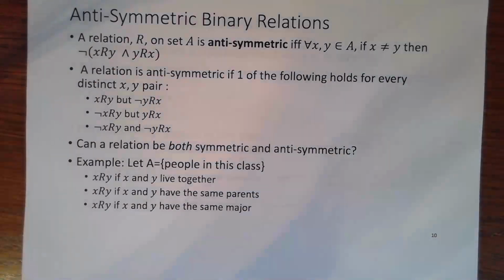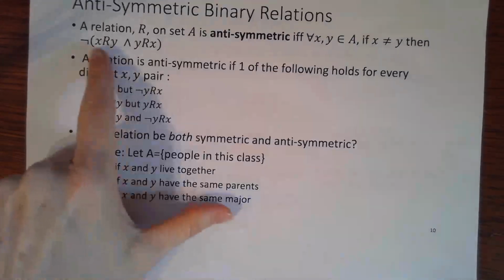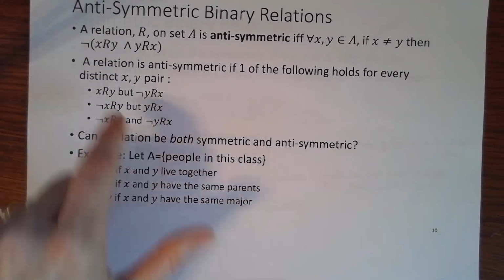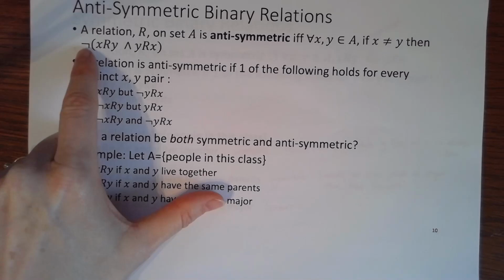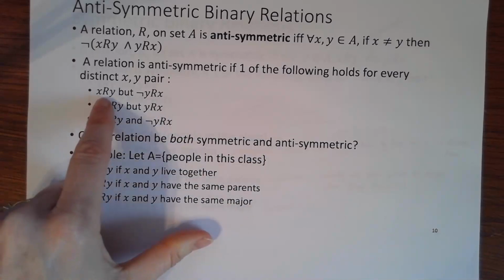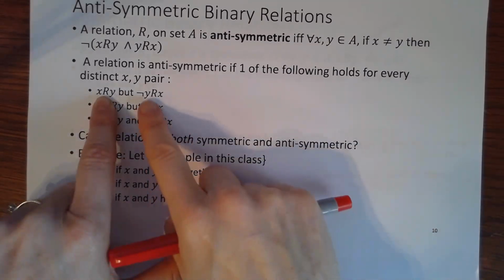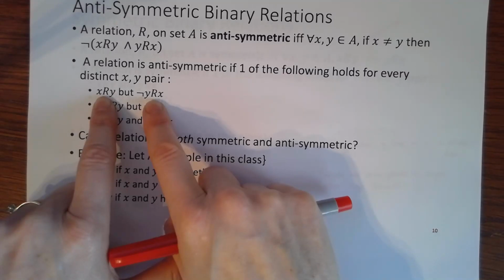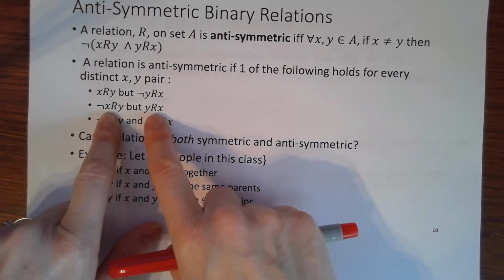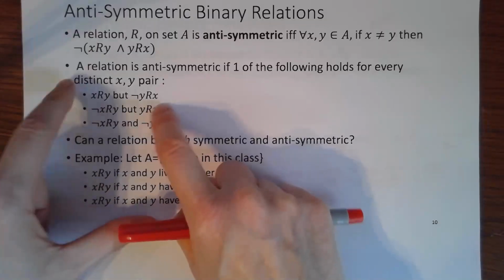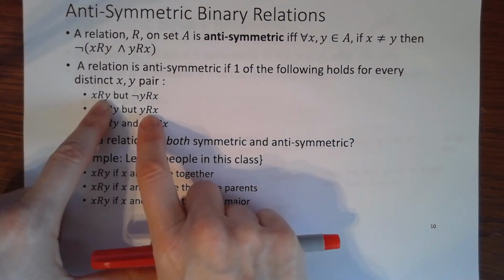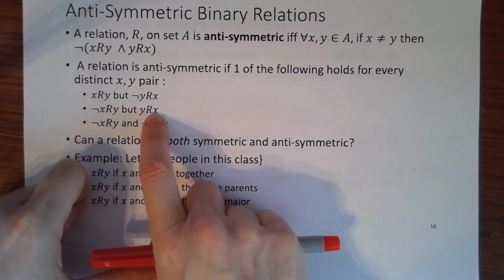Okay. Now this one's just a little bit trickier because there are 3 ways to make this statement true. We could have one of them be true and the other one not be. So X could be related to Y, but Y is not related to X. Or we could have the swap: X is not related to Y, but Y is related to X. So in either of these we have exactly a one-way relationship between X and Y, either from X to Y or from Y to X, but not both.